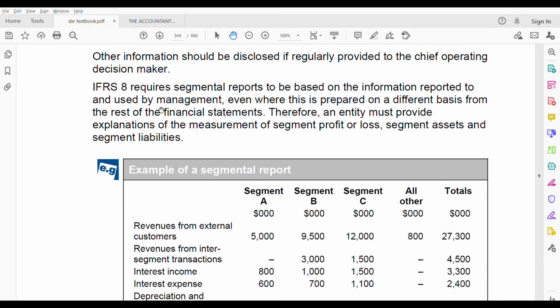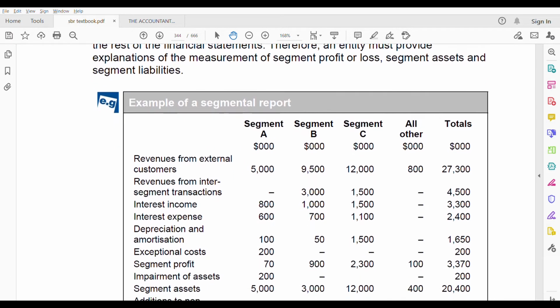Now, IFRS 8 requires segmental reports to be based on the information reported to and used by management. So the segmental report, how do you make the segmental reports? It is based on the information that you give to your management. Even when this is prepared on a different basis from the rest of the financial statements. Therefore, an entity must provide explanations of the measurement of segment profit or loss, segment assets, and segment liability. You have to explain.